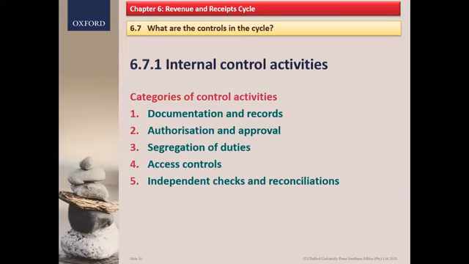So we move to internal control activities happening within this particular cycle. The control activities are those activities that ensure that the control objectives are not failing. So you have to have those particular activities. As categories of those activities, you've got documentation and records, authorization and approval, segregation of duties, access controls, independent checks and reconciliations. That's what you actually have.